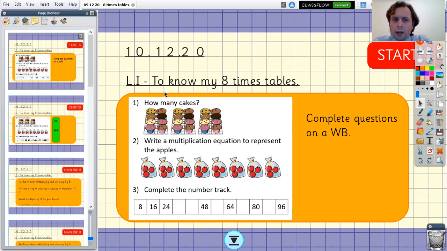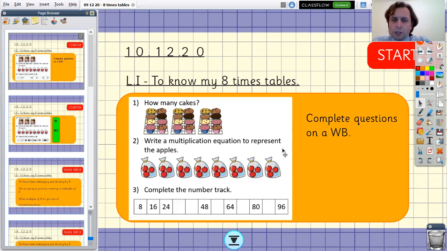The first one, you've got some pictures here, some trays with some delicious looking cakes on. Question to you. How many cakes? A couple of different ways that you could do this. You can count them. That might take quite a while though. If you know your 8 times tables, you might be able to count them in 8s, or you could perhaps do that as repeated addition.